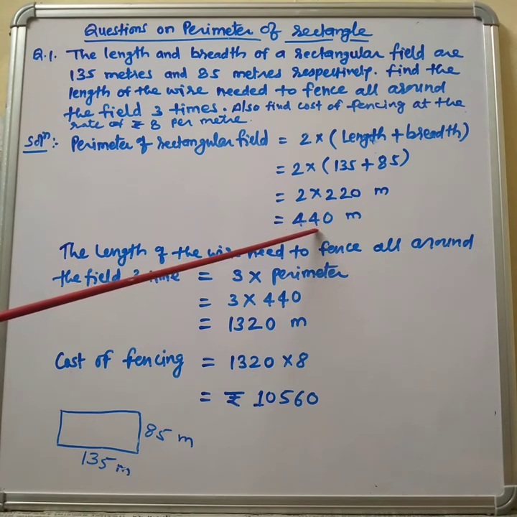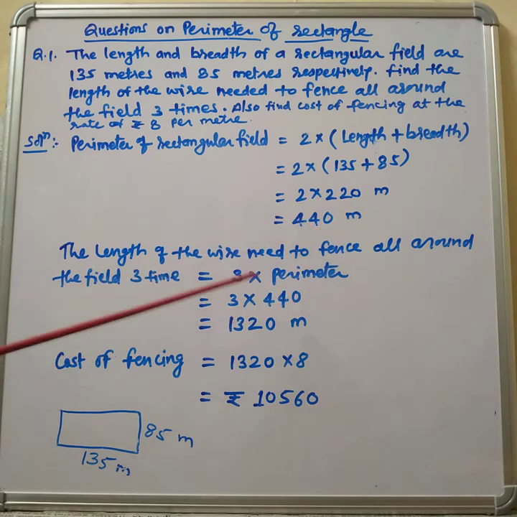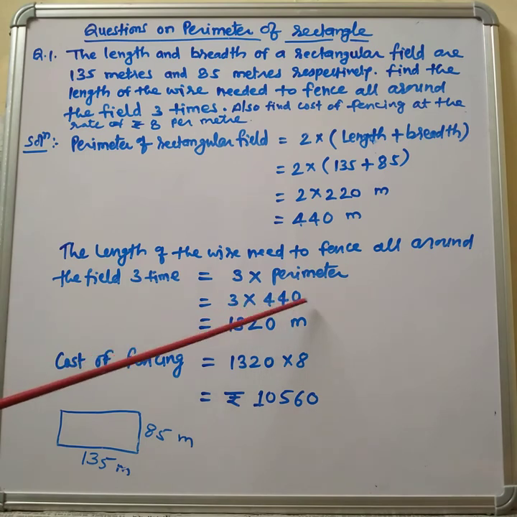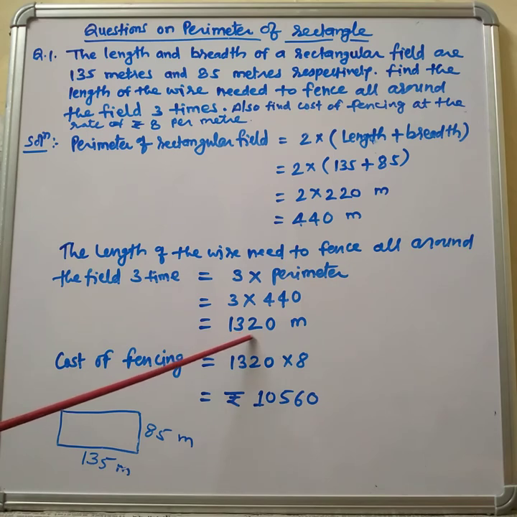So we have to multiply 440 three times. It comes 440 into 3. 0 as it is. 3 fours are 12, here 2 carry 1. 3 fours are 12 and 1 is 13. So, the length of wire needed is equal to how much? 1320 meter. Clear?